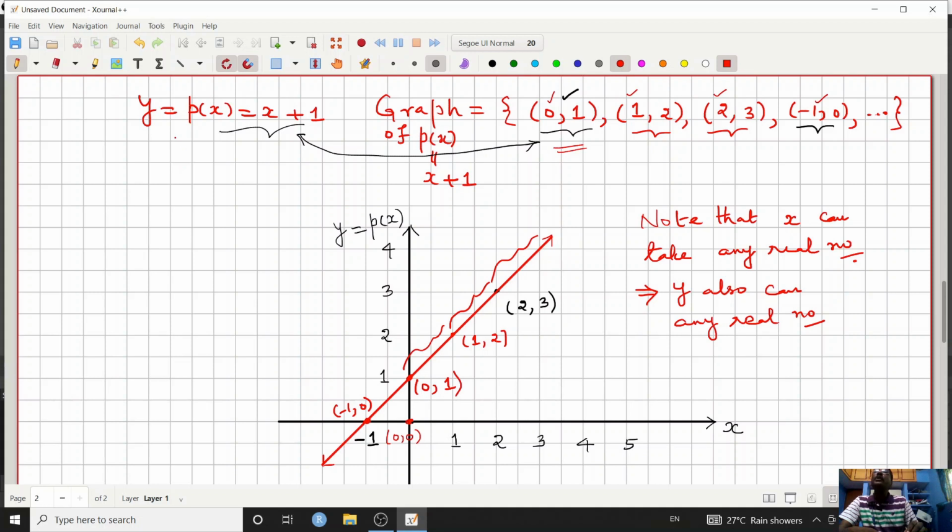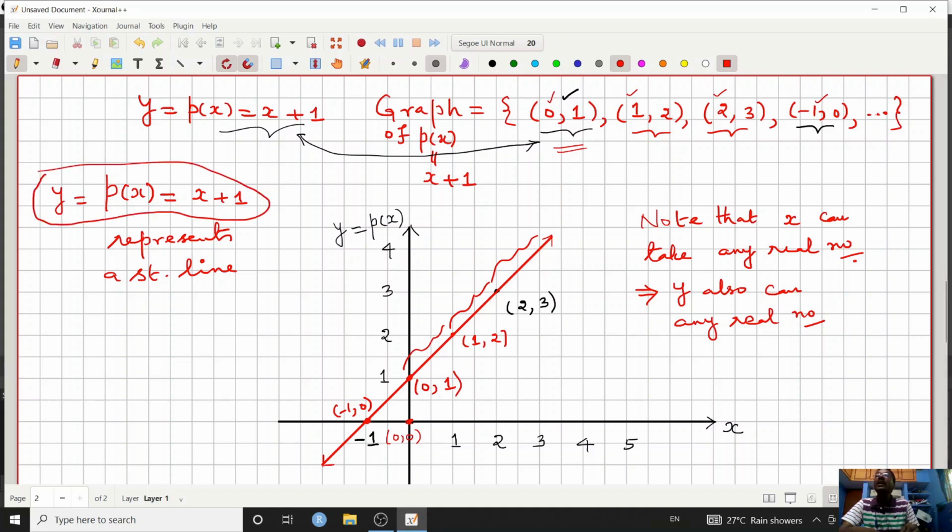Again, I remind you, the moral of the story is that the linear polynomial, namely x plus 1, represents a straight line when you represent it diagrammatically, provided x takes values on the real numbers. This is the moral of the story.